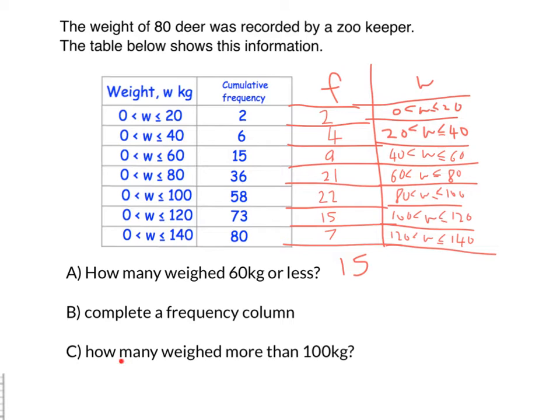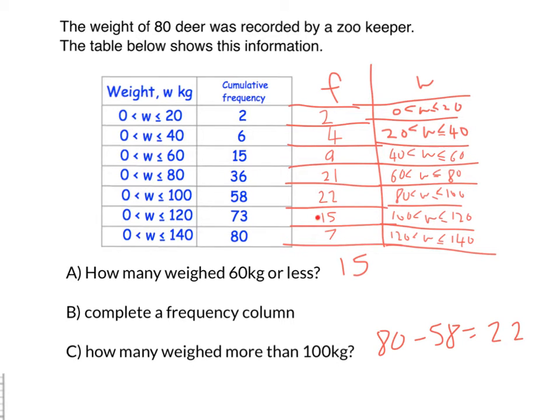The last question is, how many weighed more than 100 kilograms? Well, you can do it from the cumulative frequency. I'll do that first, and you could also work it out from the frequency. There are 58 who weighed 100 or less, which means the remaining amount weighed more than 100. We know from the cumulative frequency there are 80 in total. So you could do 80, take away the 58 that weighed less than 100, and that gives you 22.